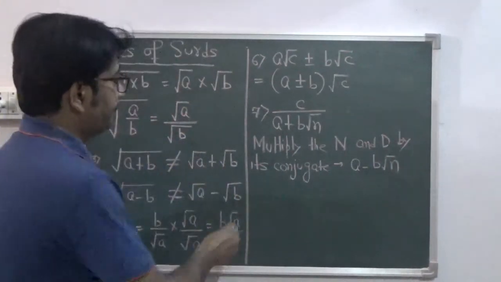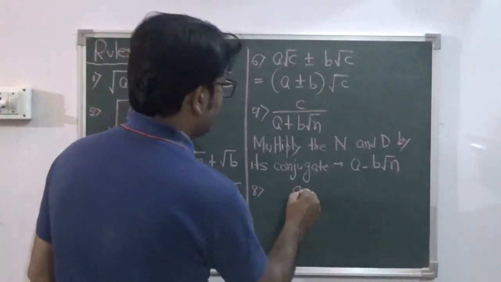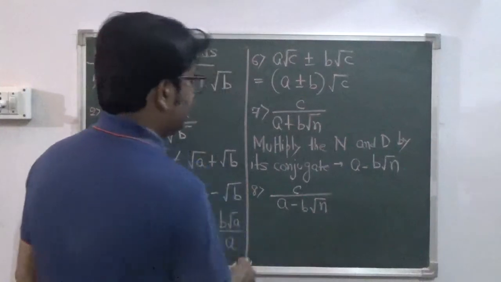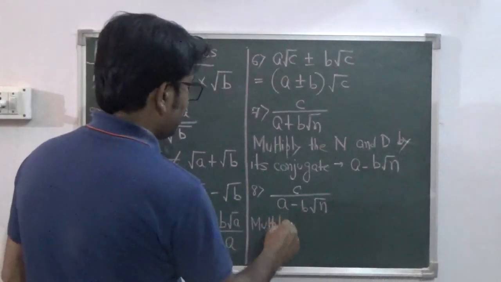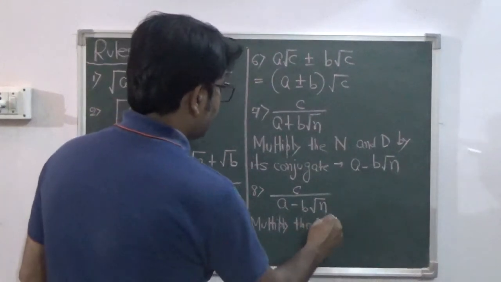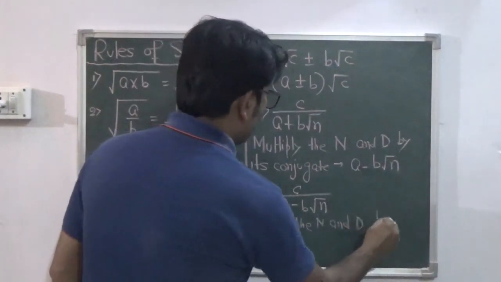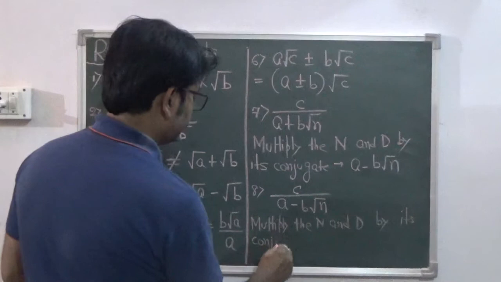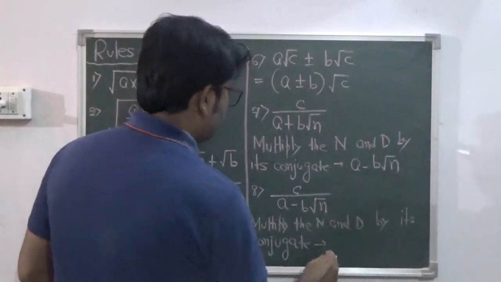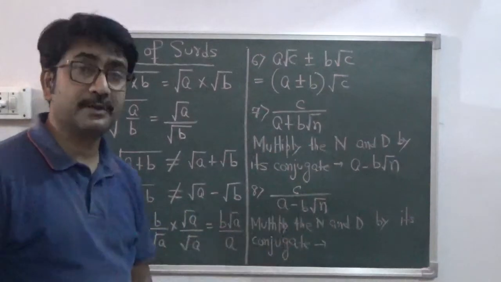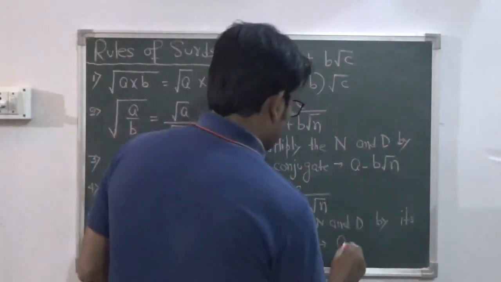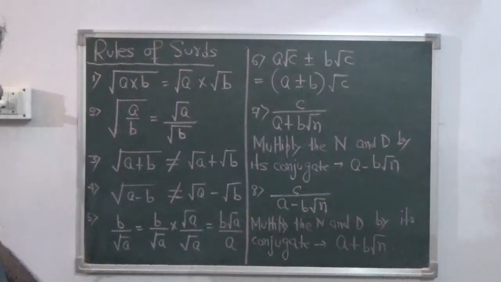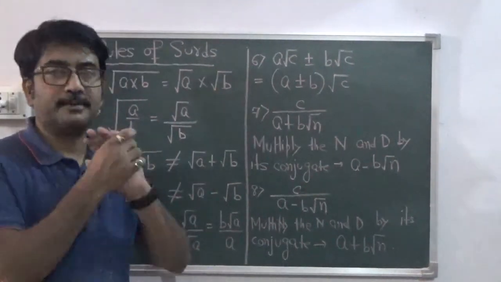In a similar way, if it is C divided by A minus B root n, here also we multiply the numerator and denominator by its conjugate. What is the conjugate? If it is A minus B root n, then the conjugate will be A plus B root n. So these are certain rules of surds which we will use while solving the problems based on them, right?